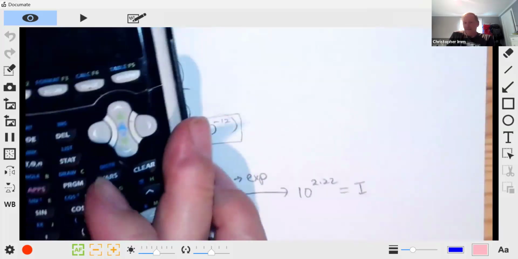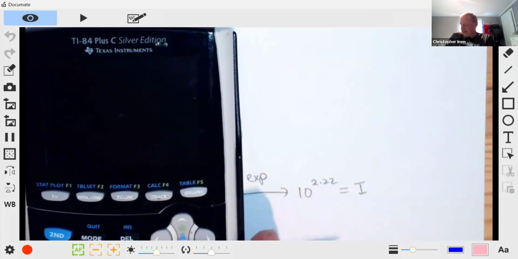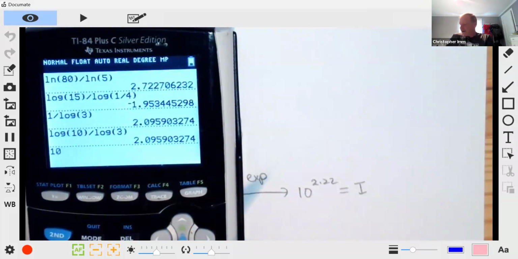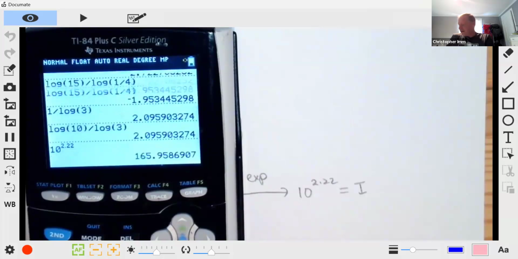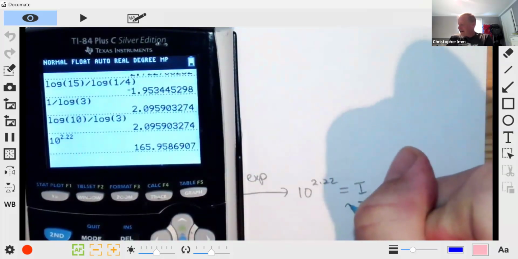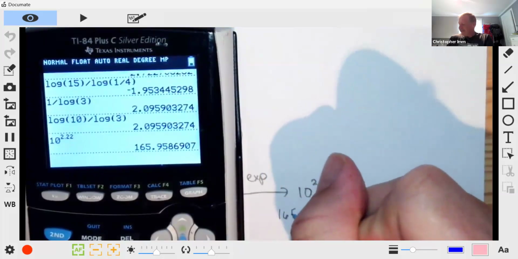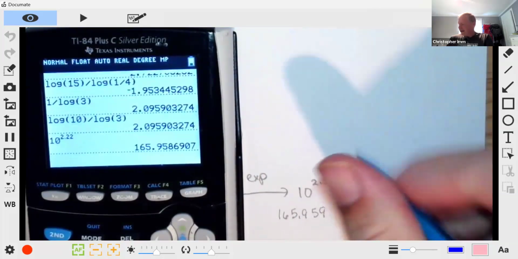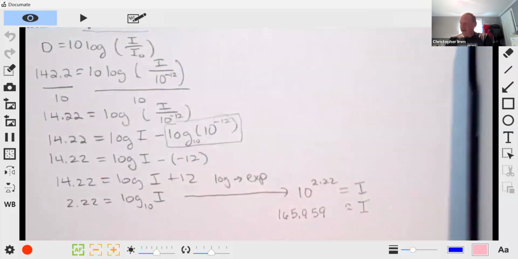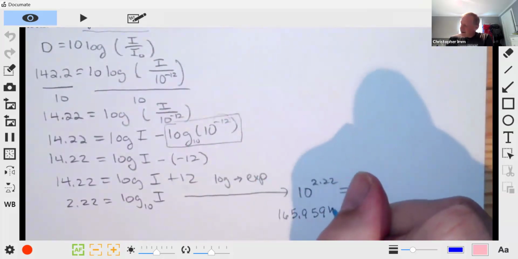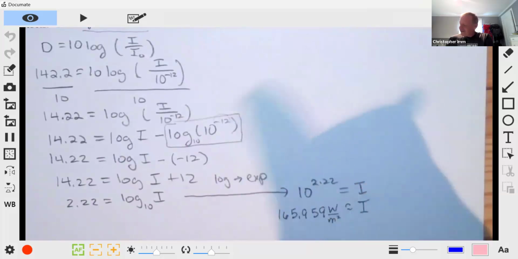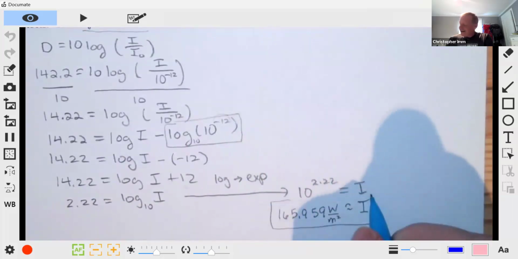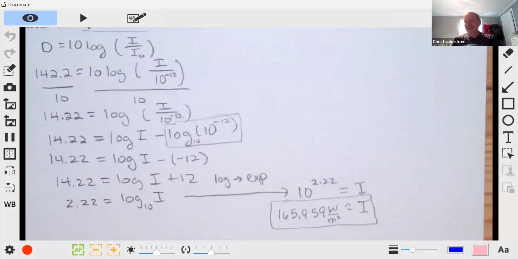So now I just need to compute 10 raised to the 2.22, and I get a staggering 165.959, and that's going to be in watts per meter squared. Just for point of reference, this intensity of sound is louder than a jet engine. So they were really coming that day for that record.